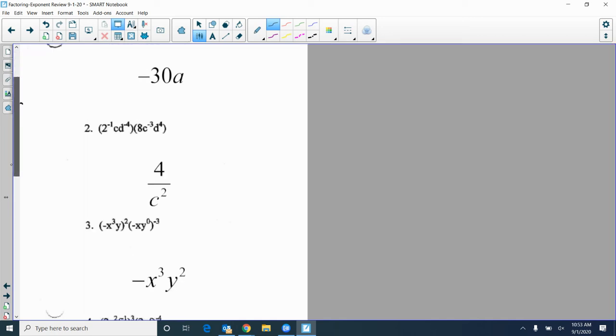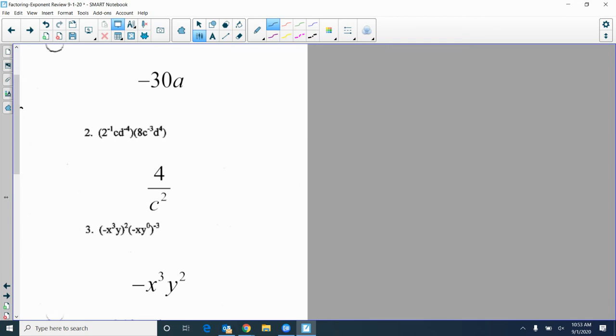All right, second one here. 4 over c squared should be your final answer. Now that 2 to the -1, make sure you move that down below. It really just becomes 1/2. 2 to the -1 is 1/2 for that one. All right, number 3, -x cubed y squared.